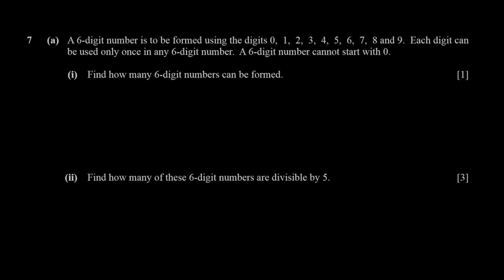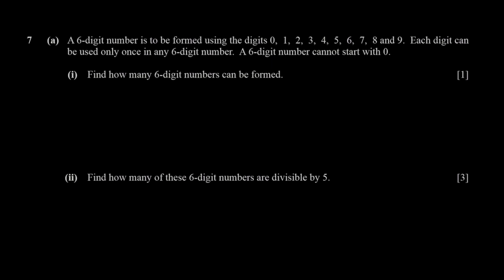Okay, this is question 7, which is a permutations and combinations style question. A 6-digit number is to be formed using the digits 0 to 9. Each digit can be used only once in any 6-digit number. A 6-digit number cannot start with a 0. Find how many 6-digit numbers can be formed. And part 2, find how many of these are divisible by 5.